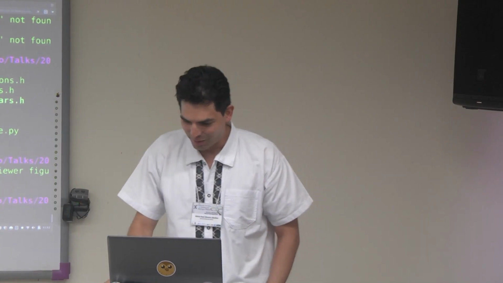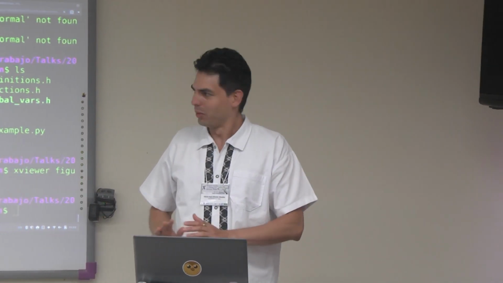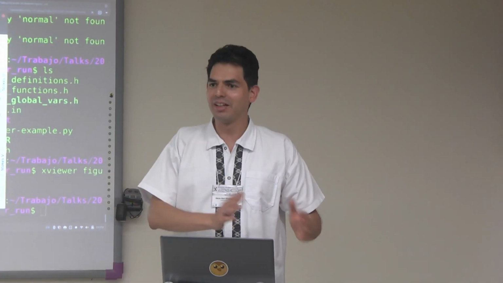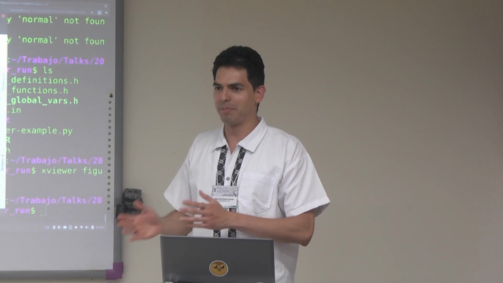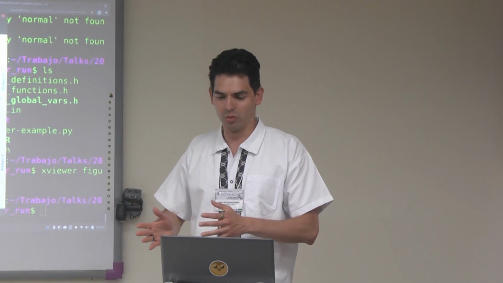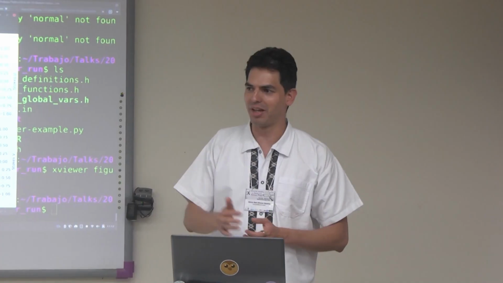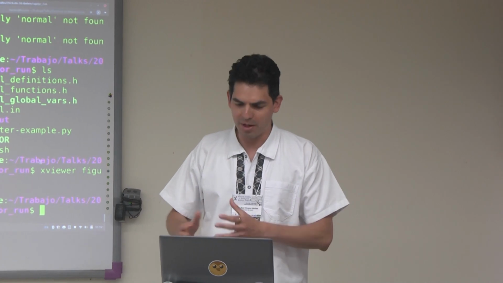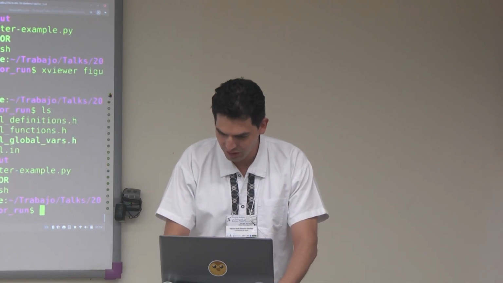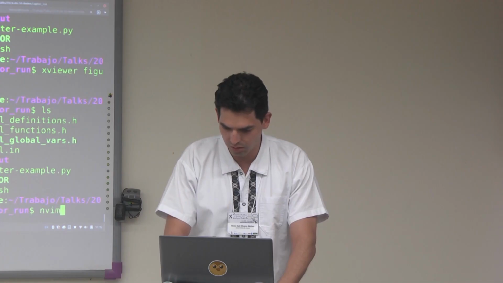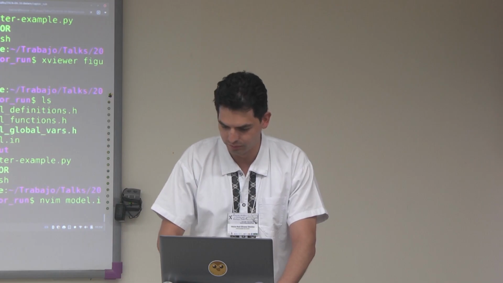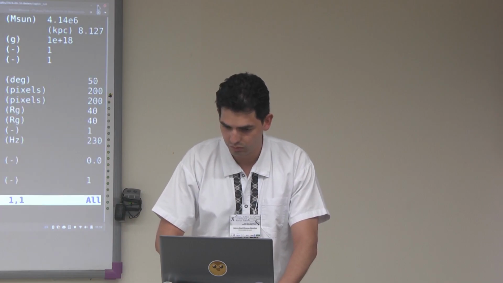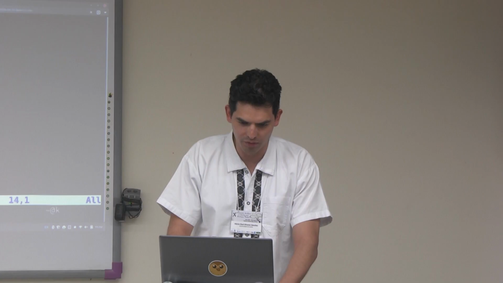So, now that we have shown the output, let's look again at the parameter file and see the parameters and how they relate to the explanation that I gave previously about the radiative transfer. So let's look at the parameter file that was called model.in. These are all the contents of the parameter file in this case.